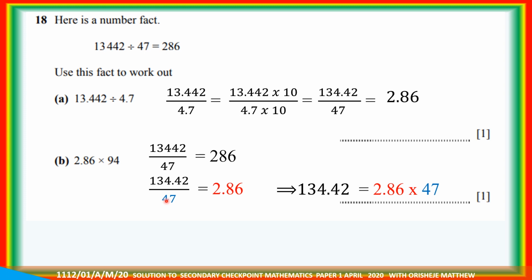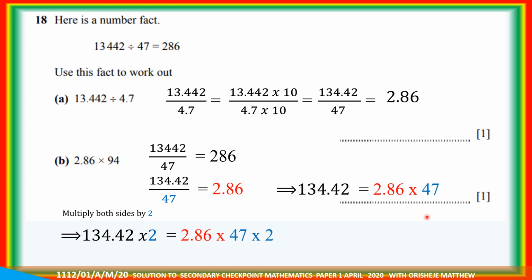It's not yet balanced. Now I have 2.86 multiplied by 47, but if you look at the question, you were given 92. So what will I do to 47 to make it equal to 94? I'll multiply it by 2. So I will multiply both sides by 2. So the number here is 268.84. That is the product of 2.86 multiplied by 94.